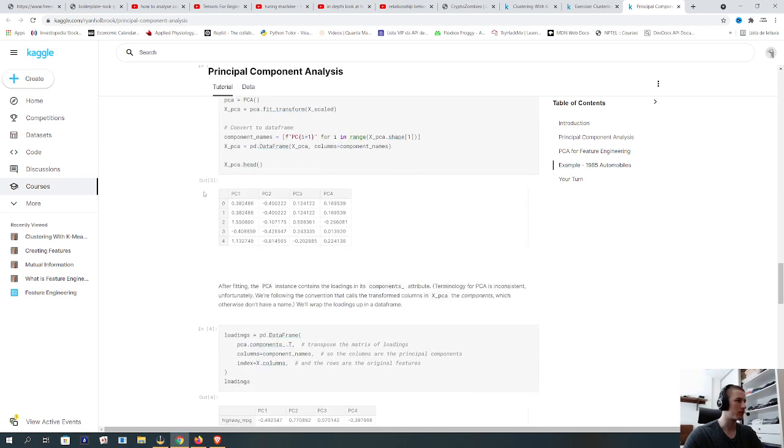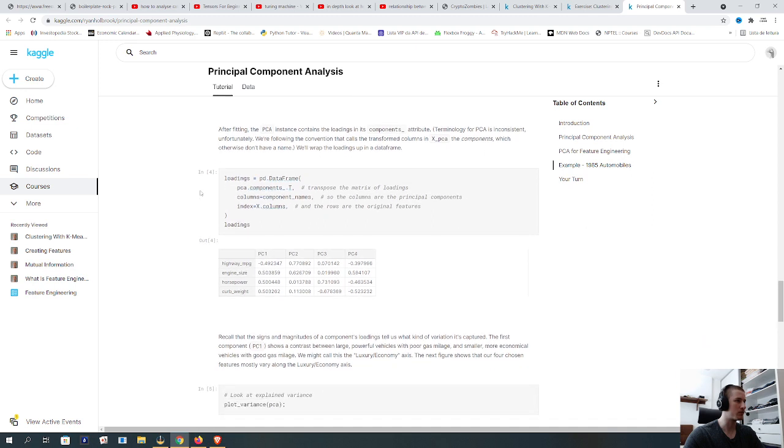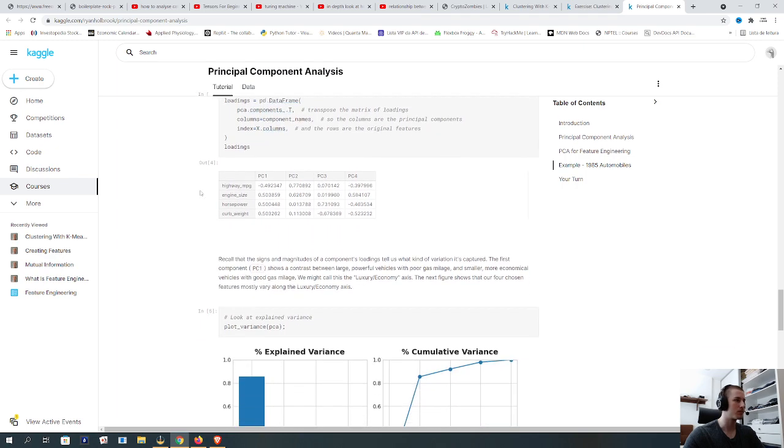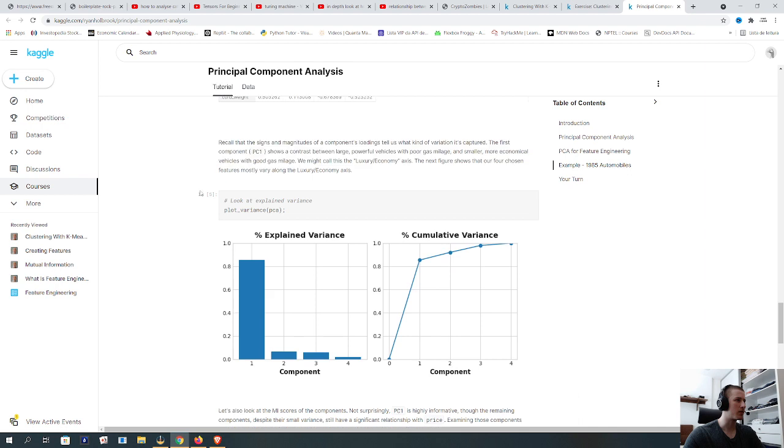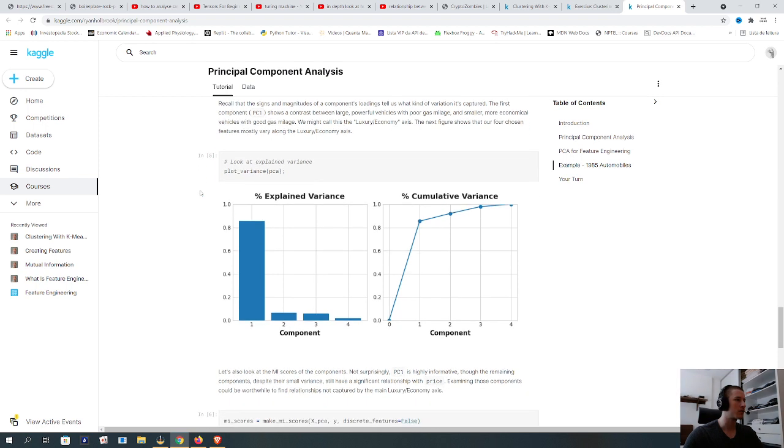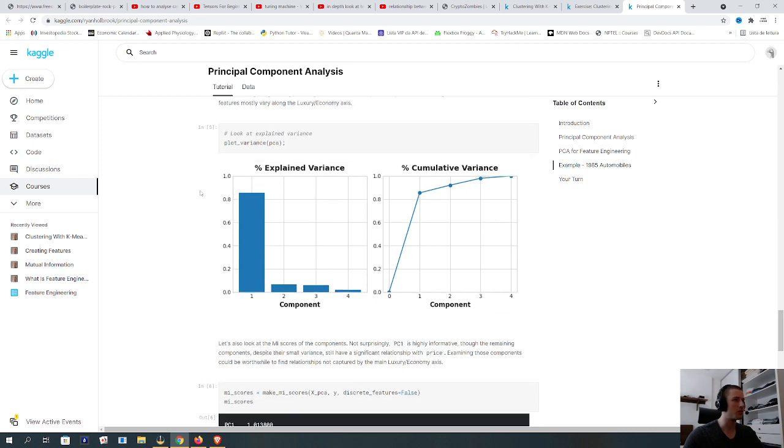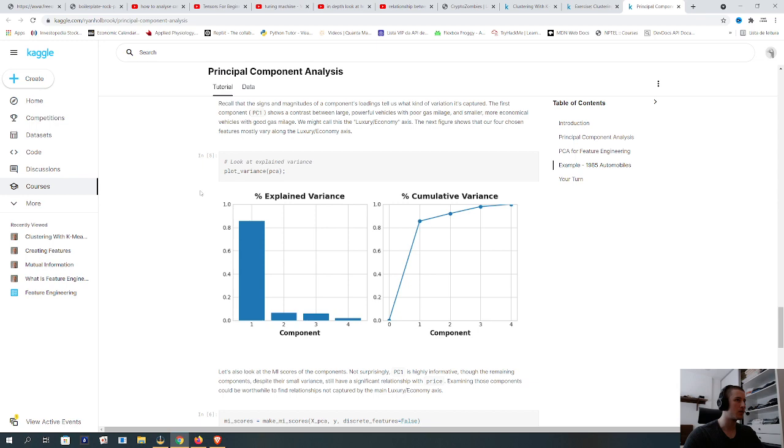Example, automobiles. After fitting and transforming, the PCA instance contains the loadings in its components attribute. Recall that the signs and magnitudes of a component's loadings tell us what kind of variation it's captured. The first component shows a contrast between large, powerful vehicles with poor gas mileage and smaller, more economical vehicles with good gas mileage. We might call this the luxury/economy axis. As figure shown.